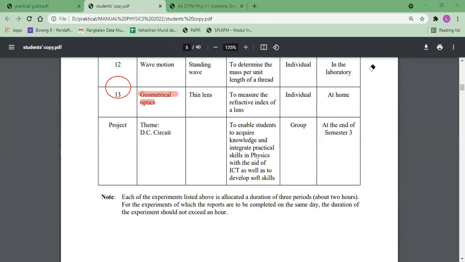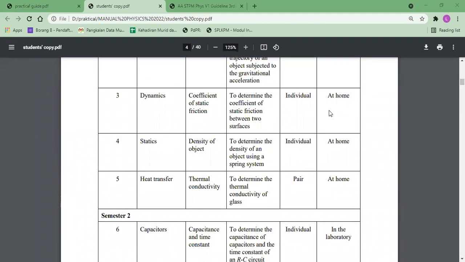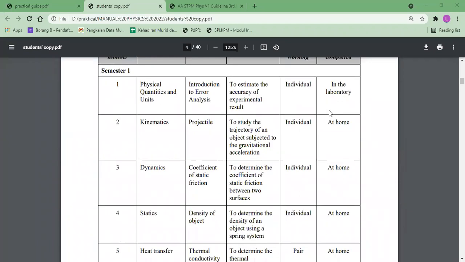Experiment 1, 7, and 13, no need to draw any graph. We analyze the data by using the error analysis concept. For the other experiments, you must draw a graph. So don't make the mistake. Yeah, don't make any mistake. So from here you see.